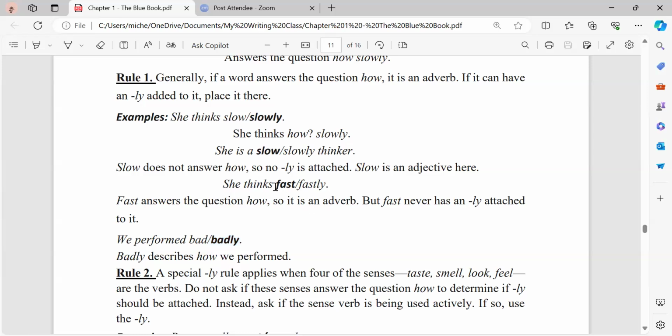But there's an exception right here. It doesn't always have to end with ly. It's like usually. For example, we can have she thinks slowly, but she thinks fastly would be awkward. So fast never ends in ly. So it's not always. It depends on the adverb itself.